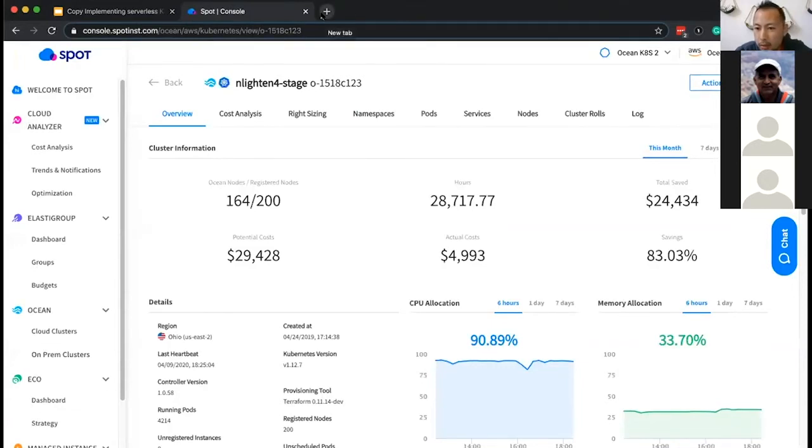There's another question on Ocean from Prashant. Hope I got that right. Does Ocean sit in the provider's control plane like GKE?